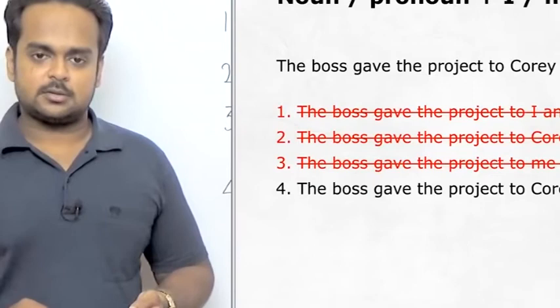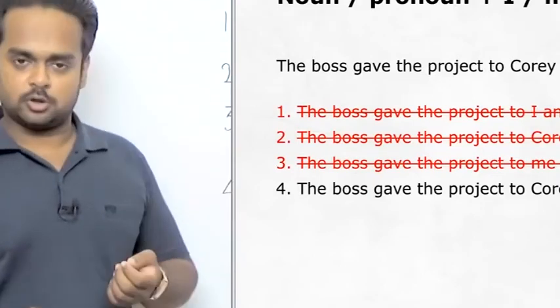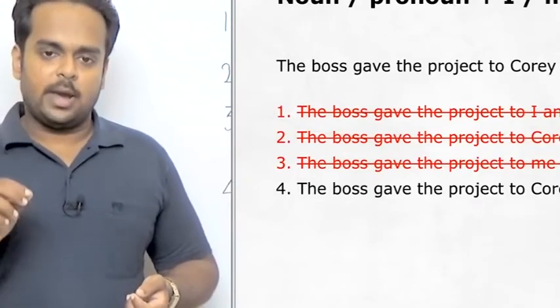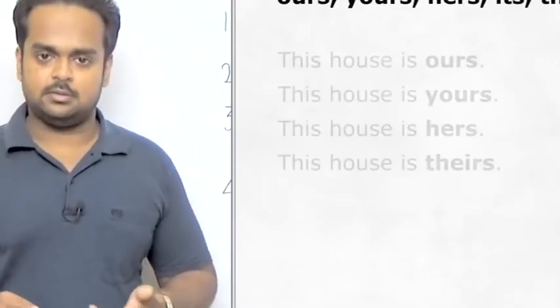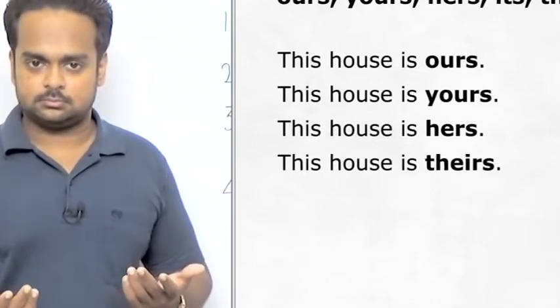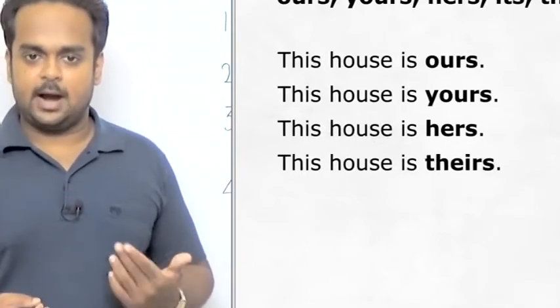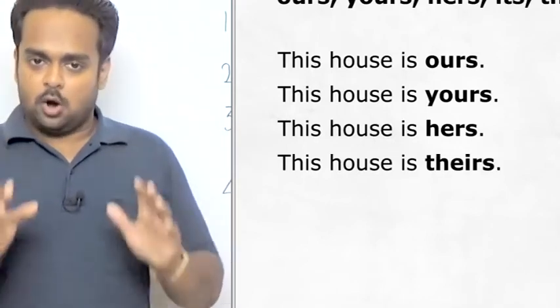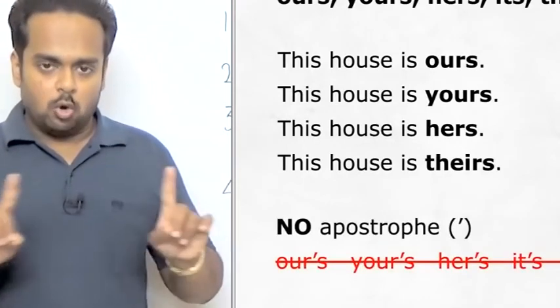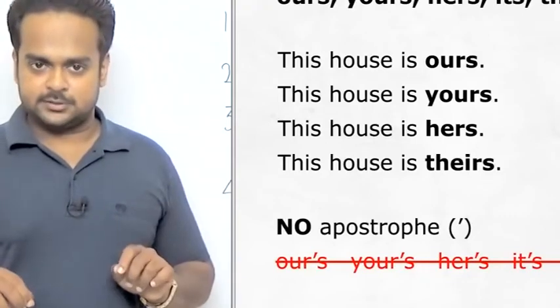Another type of mistake that students commonly make with personal pronouns is when writing the pronouns ours, yours, and theirs. Remember, I said this house is ours. I could also say this house is yours or this house is theirs. In all of these pronouns, there is no apostrophe before the S.